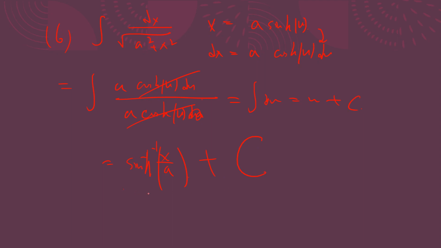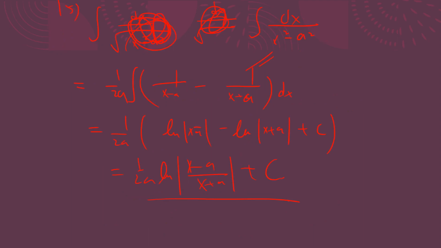Plus c. One can also prove that this equals ln of the square root of x squared plus a squared divided by a, plus x divided by a, plus c. So this is a very short, quick proof of these six common square root integrals or fraction integrals.